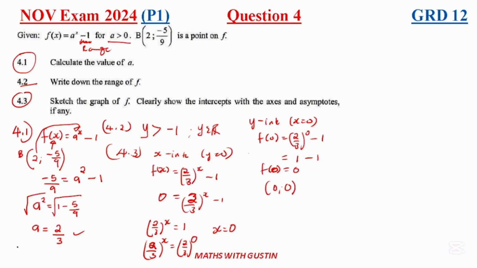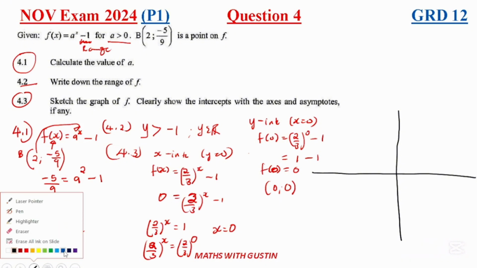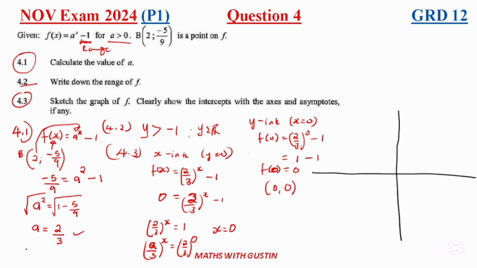We can now plot our graph here. There we go. Now we are going to clearly show the line of asymptote and also the intercepts. We indicate the line of asymptote as y equals -1. This is the line of asymptote. It's y equals -1, guys. There you go.